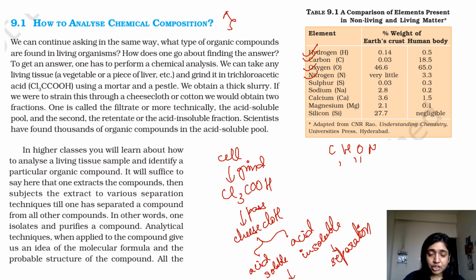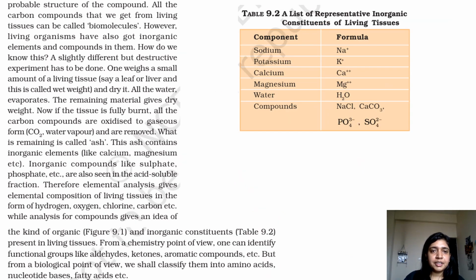Questions have not come from this part in NEET. So if you want, you can skip it, but it's just good to know which elements are present in majority and which are your micro elements. So these four are known as macro elements and the rest are known as micro elements. All right, so let's move ahead.